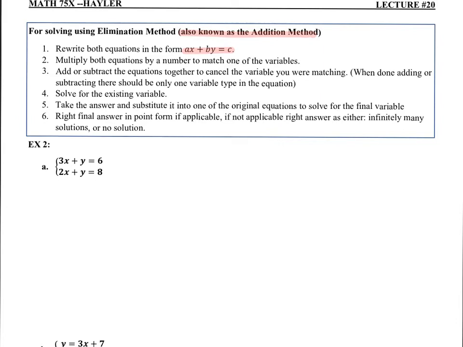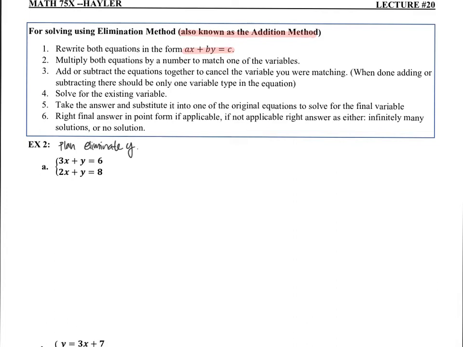So if I take a look at the x values right now, they're different. I have a 3x and a 2x. So I could try and match those, or I can actually take a look and notice that the y's are the same. So I'm going to go with the y's. Our plan is to get rid of the y's. So plan, eliminate the y's. Hence the name, elimination. And to do that, we're going to either add or subtract the two equations together.